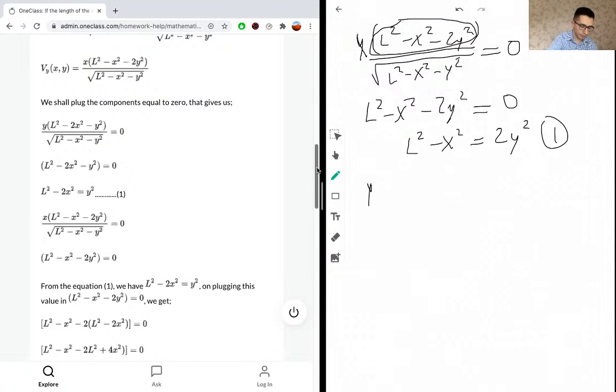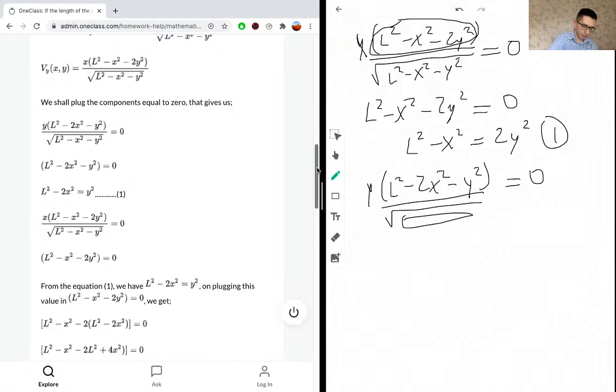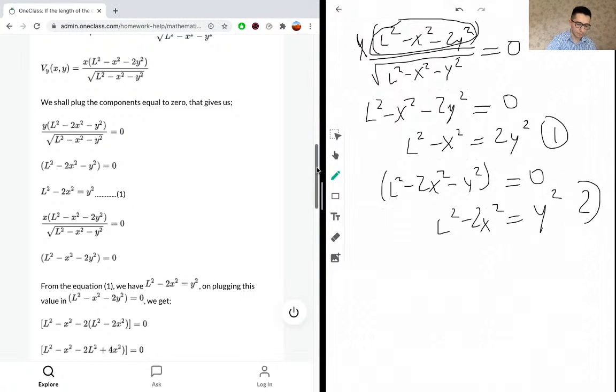So here we have y times L squared minus 2x squared minus y squared equals 0 over this. The same square root, same idea here. I'm just not going to write that out because we're just going to multiply by it on both sides of the equation, and then we know that y equals 0, same as above. When x equals 0, the volume is 0, so we would not have a maximum. So here we are left with the equation that we want to maximize: L squared minus 2x squared equals y squared. So this is our second equation.